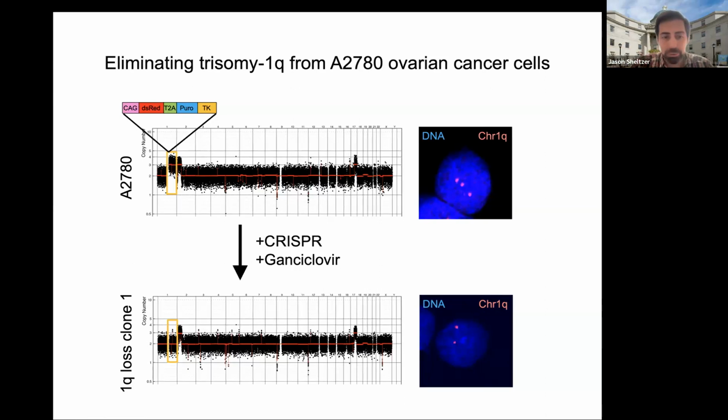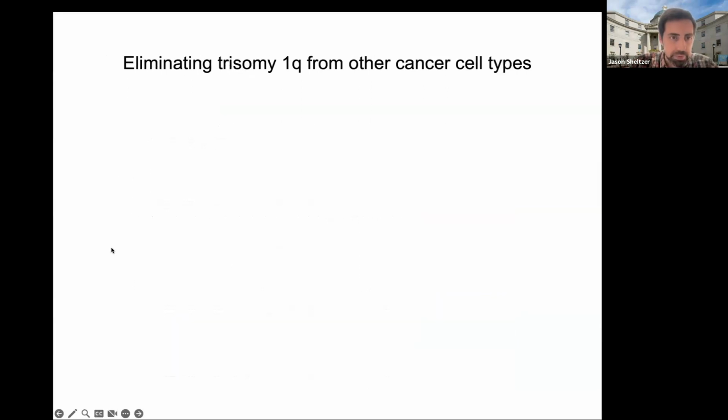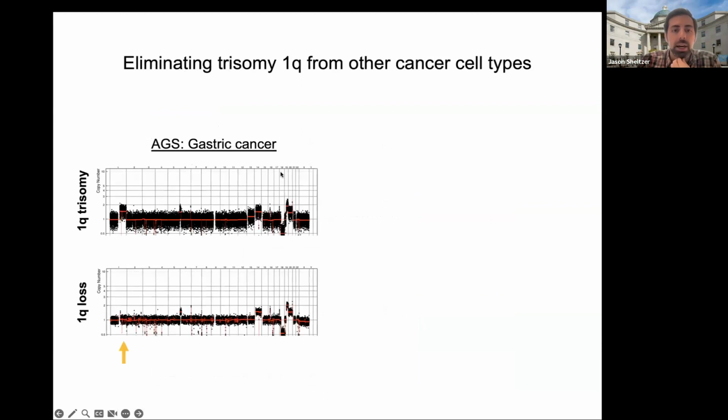Because they have the same genetic variation, the same set of mutations, the only thing that we've done is we manipulated the copy number of a single chromosome arm. We've done this in multiple different cancer cell lines. I'll show you a few more examples of this. This is a stomach cancer cell line. This has a trisomy of chromosome 1q as well. We successfully eliminated a single copy of the trisomic chromosome.